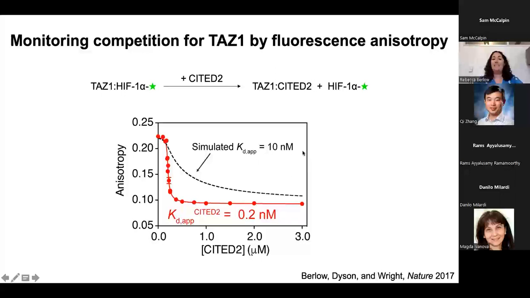And what we see is that instead of observing the expected affinity of Cyto2 binding to TAS1, which would be 10 nanomolar, we see this very distinct behavior in this experiment, where we have a very rapid drop-off in our anisotropy signal that corresponds to release of the fluorescent HIF peptide. And we measure a KD apparent from this measurement of 200 picomolar. So that's a 50-fold increase from what we would expect based on our other measurements. So this implies that there's something about having HIF1 alpha present that is making Cyto2 a better competitor.